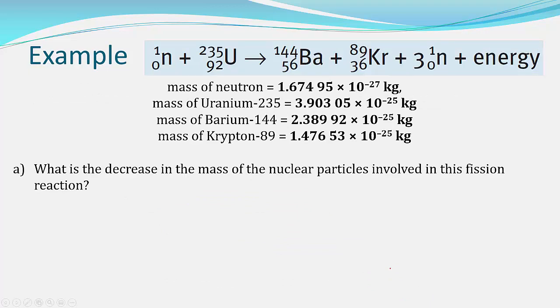Now this question is in 4 parts. It's a typically challenging one, so the students in the class are often stumped by the time they get to the end. So let's start it off nice and easy. We've got ourselves an equation here. We've got ourselves the masses. The whole thing's in kilograms. The first step is asking you to find out what is the decrease in mass of these particles after the fission reaction.